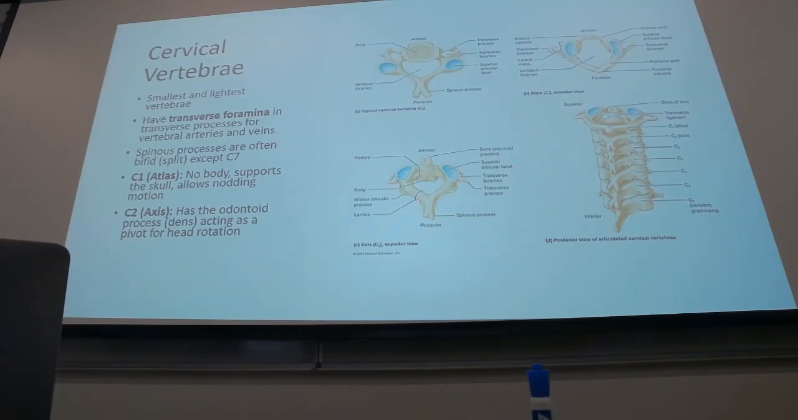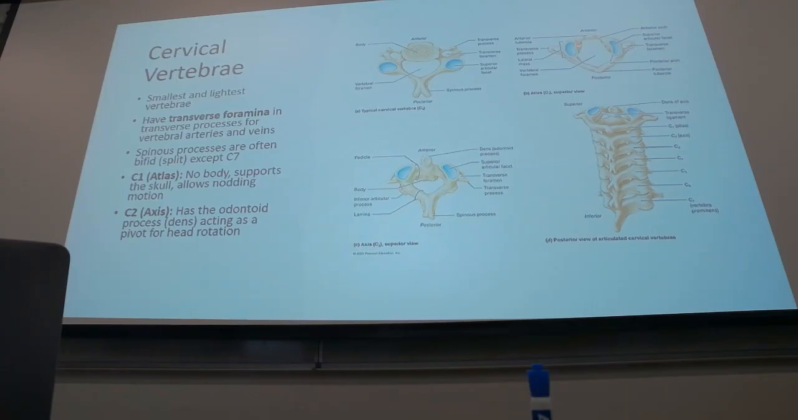For the cervical vertebrae, the first two cervical vertebrae have special names. The first one is called the atlas. It's the only vertebrae that doesn't have a body. The rest have a body. Instead of a body, the atlas, which is this, has lateral masses. So these are the lateral masses. And then it has two arches, the anterior, which is shorter, and the posterior, which is longer.